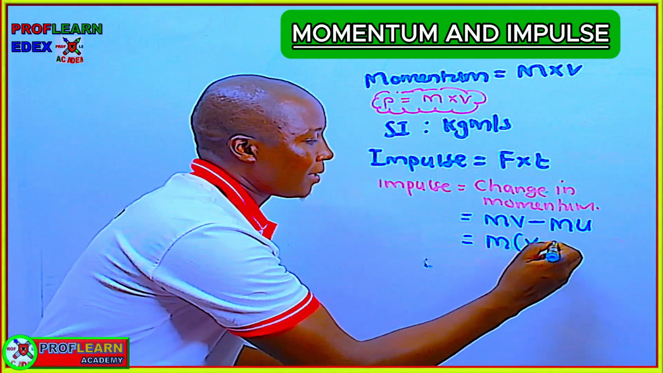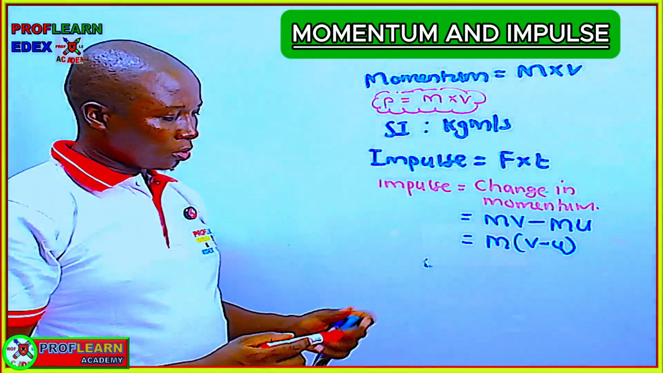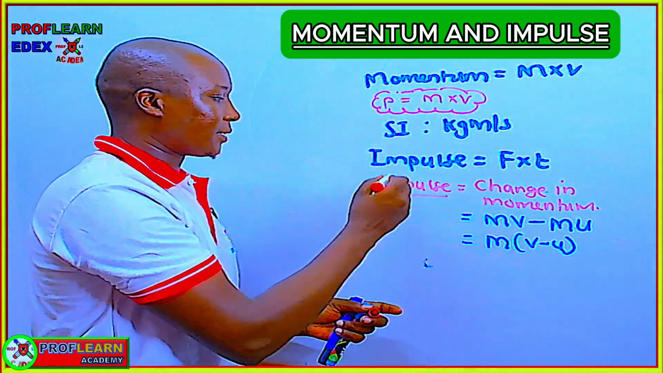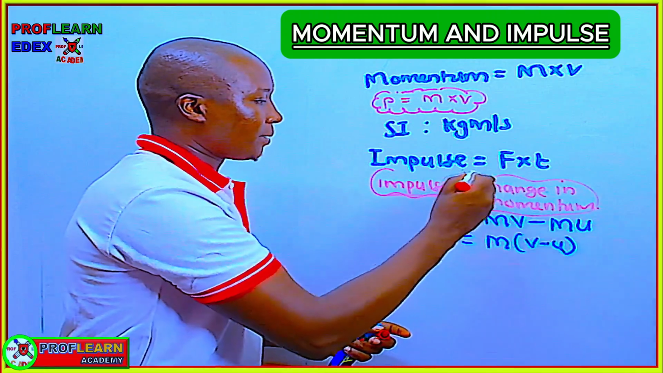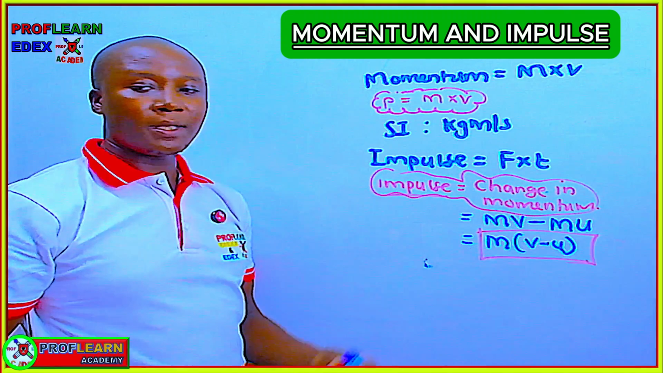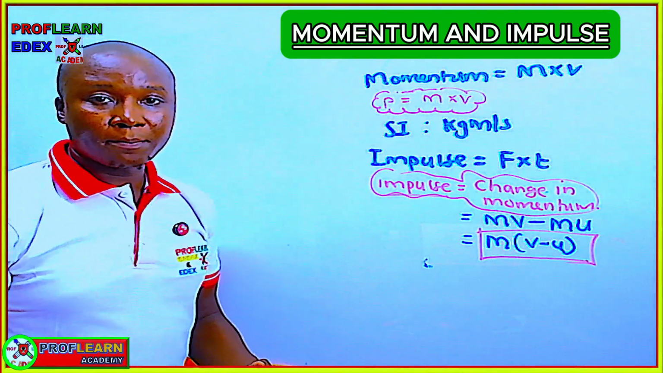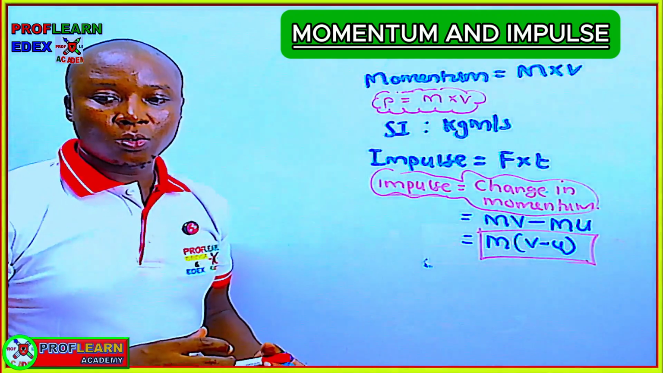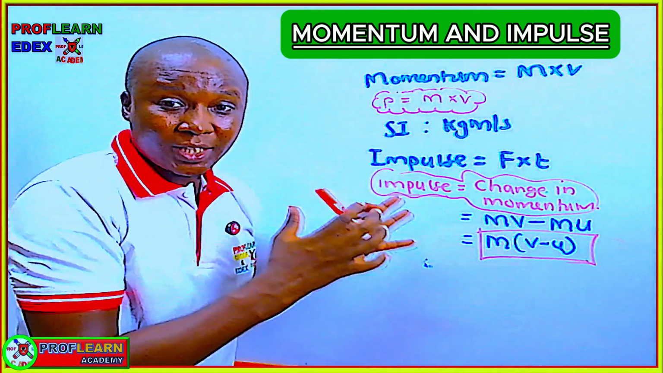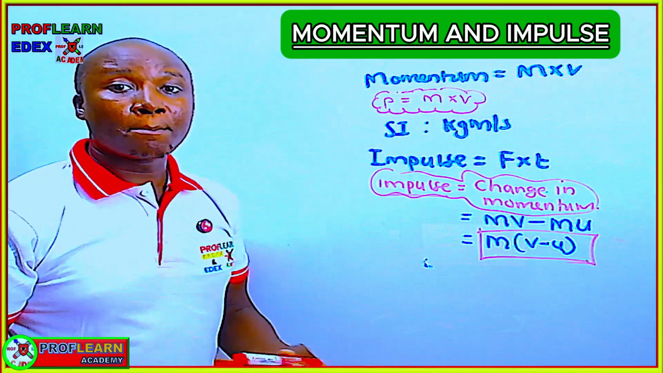m into v minus u. So anytime you'll be working out a question to do with impulse, you'll understand that impulse is change in momentum, which can be worked out as m into v minus u. This is quite important when you are doing Cambridge physics, and we're going to look at the past paper questions that have been asked for this concept, so that you can know how you are supposed to approach questions like that.